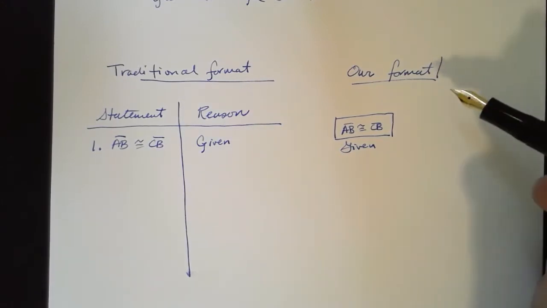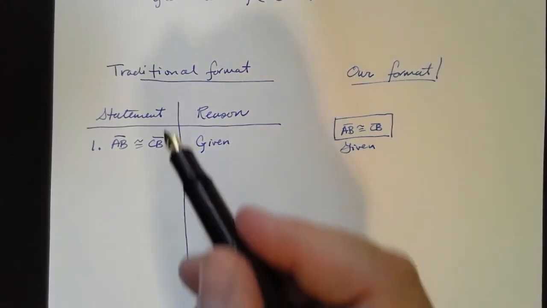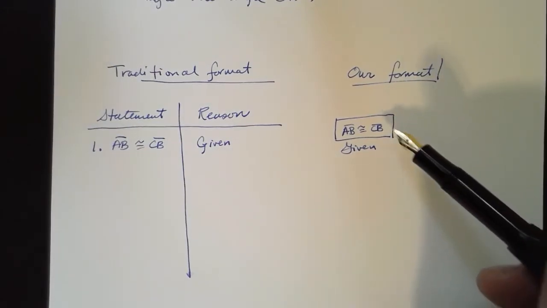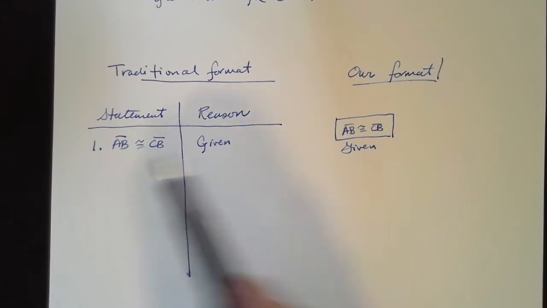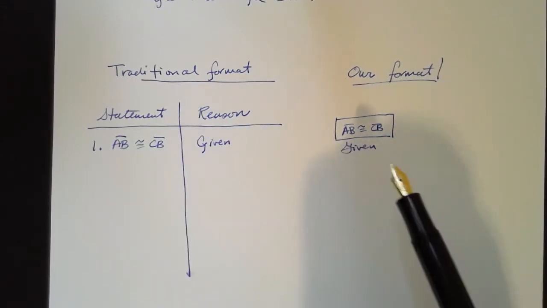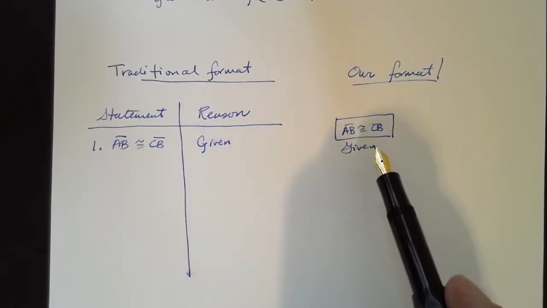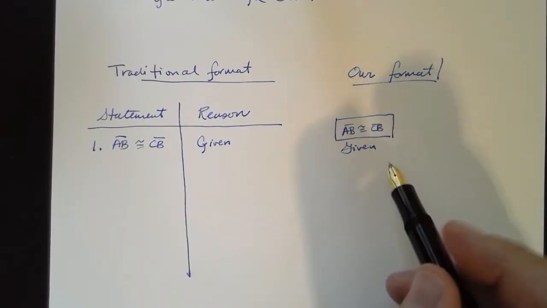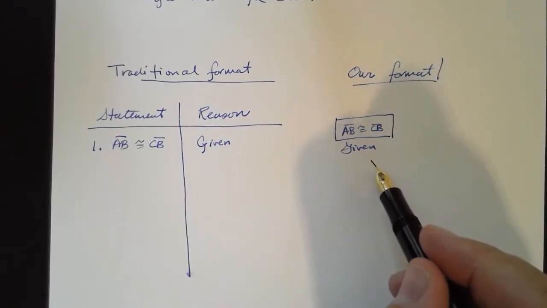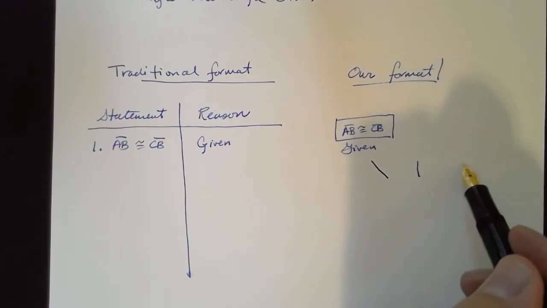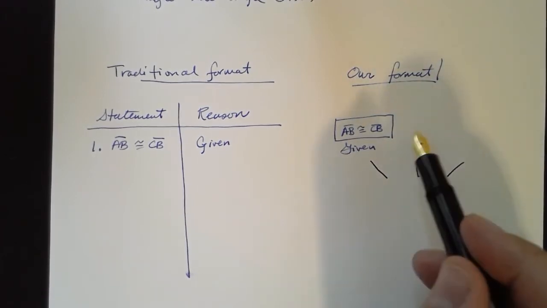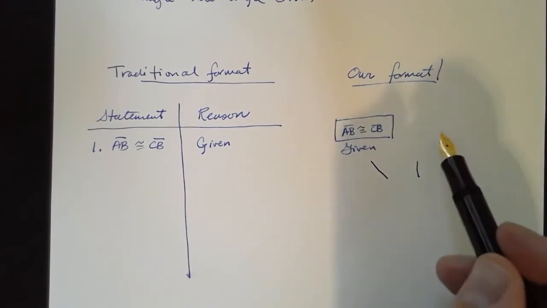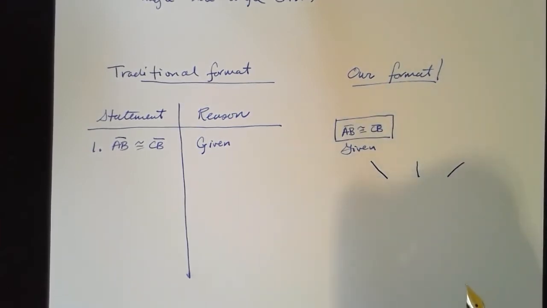Our format is we're not going to draw this table. We're going to draw a box with the statements inside, and then underneath the box we'll have the reasons. This is partially for compactness. We don't have to draw the table, but mainly because we'll be able to add lines making connections, showing the flow of the logic. So we'll be able to say, well, because I know this, now I can conclude something. Because I know this, now I can conclude something.